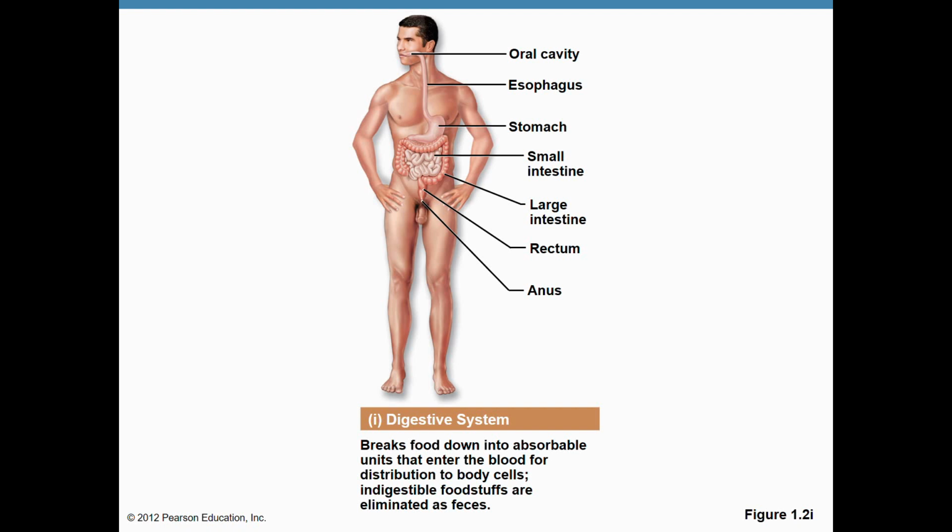Functions. The digestive system functions in achieving physical and chemical breakdown of food into absorbable form. It also absorbs nutrients and eliminates solid wastes. So that is our digestive system.